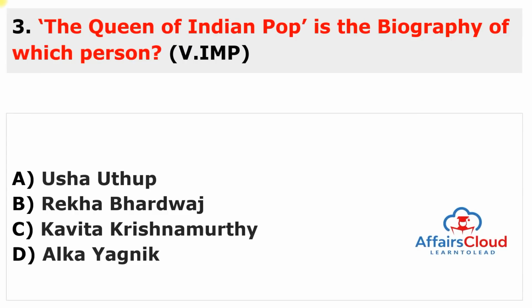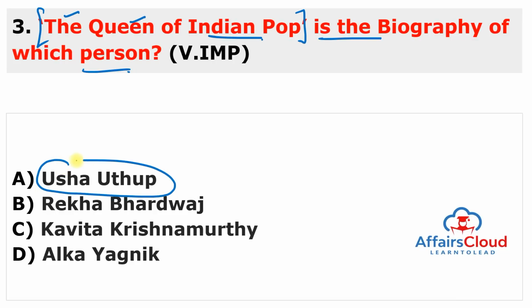Moving to the next question. Next question is in the very important question section. Here is the question. The Queen of Indian Pop is the biography of which person? So remember the name, The Queen of Indian Pop, and the answer of this question is Usha Uthup. So A is the answer. Usha Uthup is a very renowned playback singer, also an Indian pop and jazz singer, and her biography is named The Queen of Indian Pop.